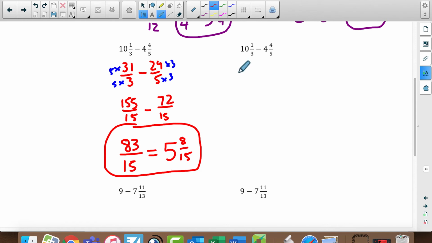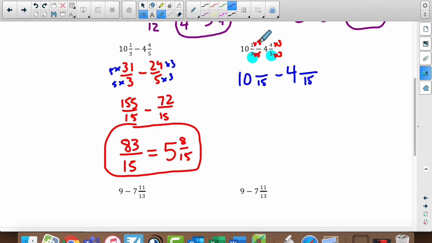Okay, let's try this by keeping it mixed. So we immediately look at the denominators and figure out what the lowest common denominator is. And it's 15. So I'm going to have 10 and something over 15 minus 4 and something over 15. What do I have to multiply that 3 by? Got to multiply it by 5, do the same to the top. What do I have to multiply the 5 by? 3, do the same to the top.